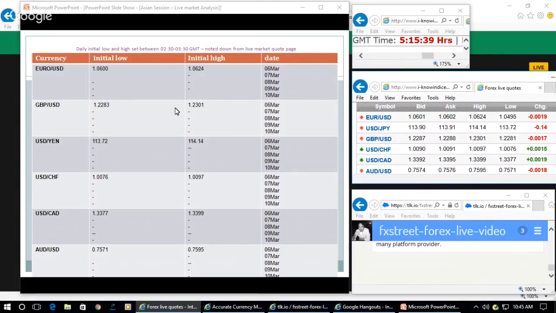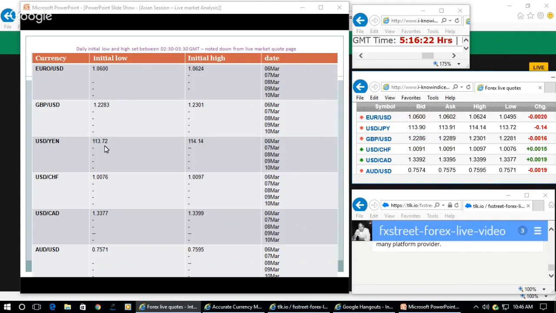Now coming to the market reading. So I noted down the initial lows and the highs around 3:30 GMT. Euro formed the low as 1.0600. Currently it is around the same level, and 1.0624 is the high. The spread is about 24 pips. In the case of GBP, 1.2283 was the initial low. They just came down to 81 and then started gaining the level. 1.2301 is the high. Still, the spread is not more than 40 pips to commit a position.